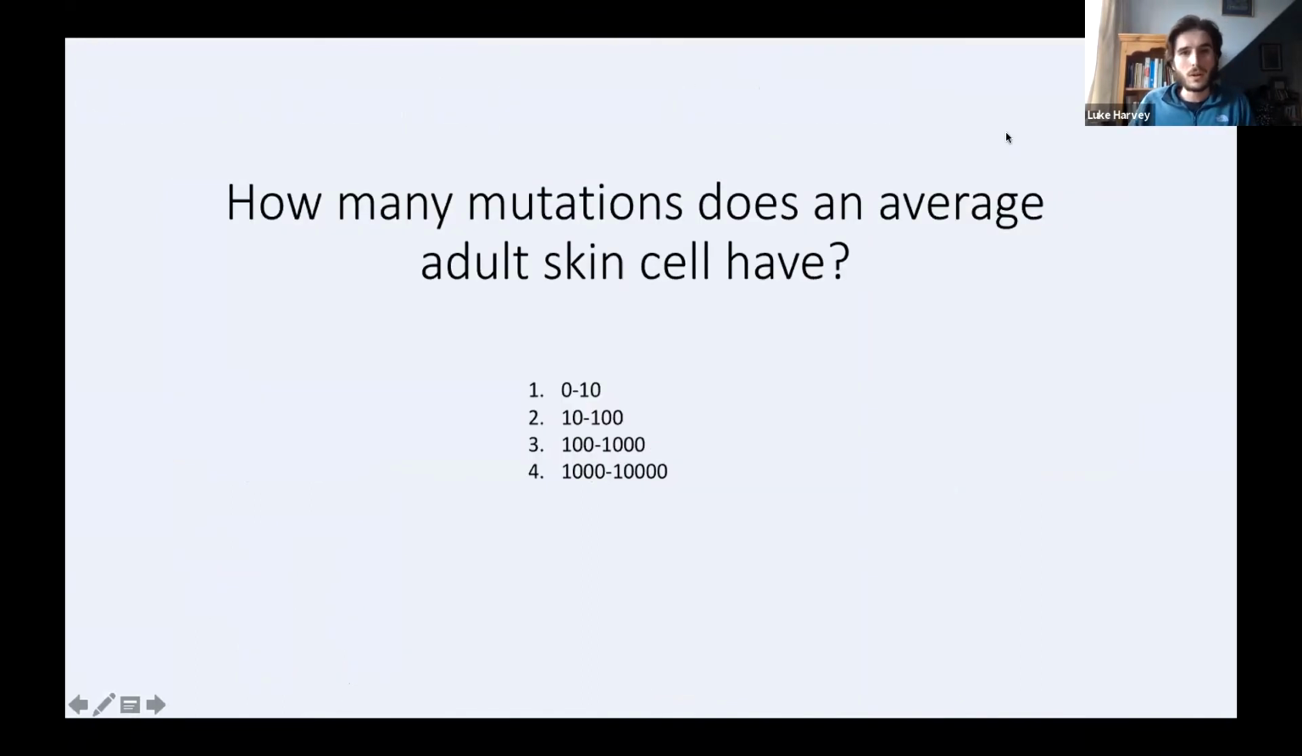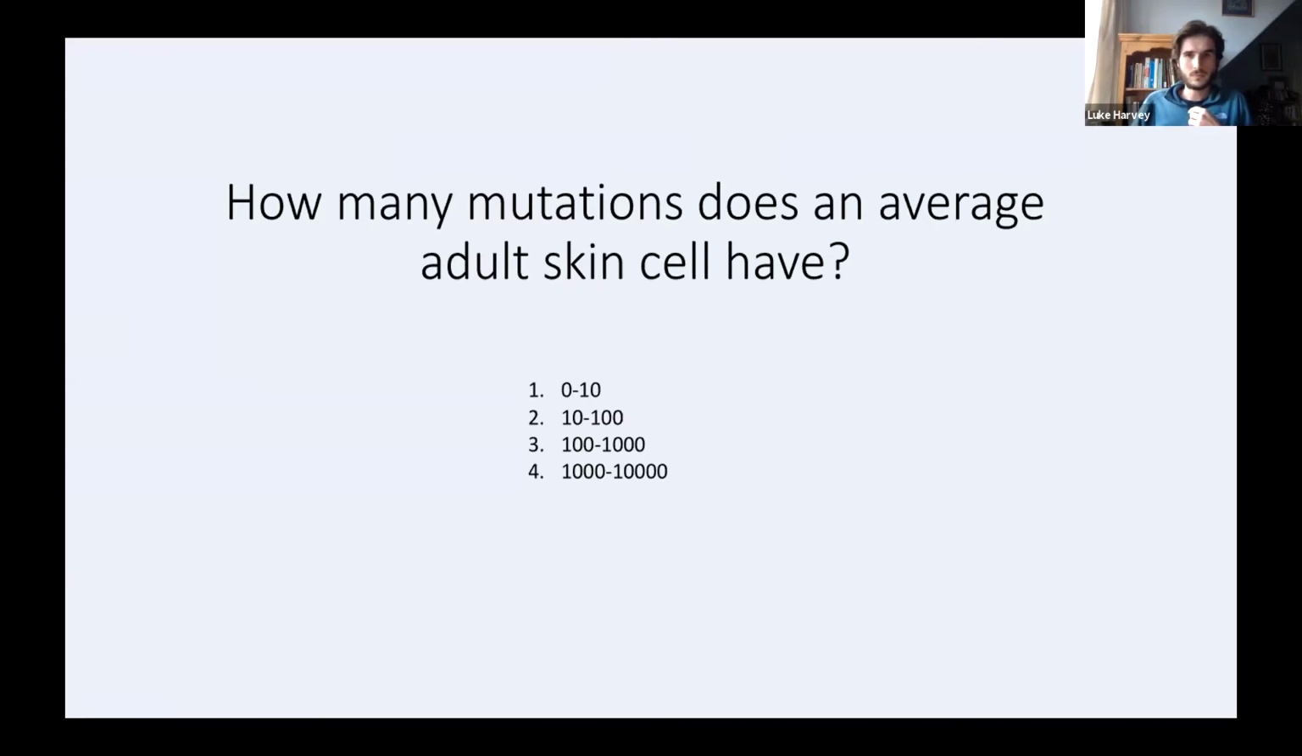So a quick question to ask you then is, how many mutations do you think an average adult skin cell has? How much DNA damage would a cell accumulate during a lifetime? I think Em will put up a question. So we've popped a poll up which should jump up on your screen. If you're having any difficulty seeing it, you can use the chat box to let us know what answer you think is right. So how many mutations do we think an average adult skin cell might have?